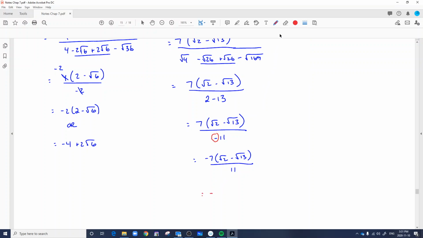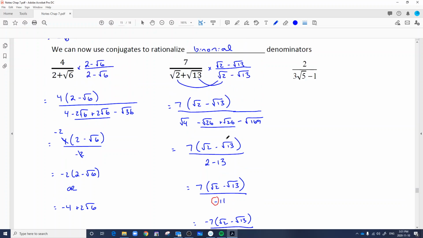I could put the negative out front, and then I could do 7 times root 2 minus root 13 all over 11. So all of these answers are valid. It's just where you put the negative sign. My least favorite is the one where the negative is in the denominator. All right. Last one, so again, maybe you're ready to give these a go now.